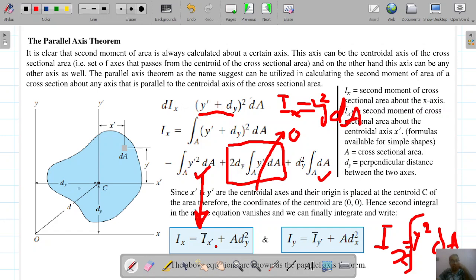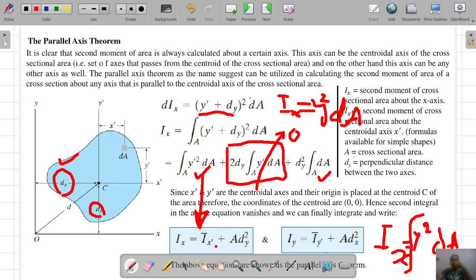When these two x's are involved, this is going to be your dx. When we were calculating Ix, we were using d^2 as this value. Now we are using this one because we are calculating Iy. And this is the same as Iy' equals the integral of x'^2 times dA.